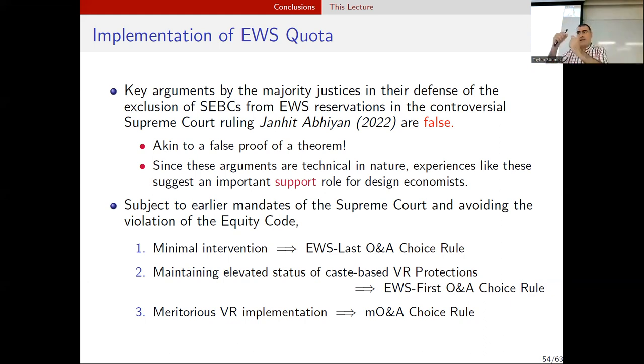Depending on whether you want to maintain the higher status of the preparatory reservations versus not. So maybe they wouldn't completely agree, but the controversy wouldn't be there and the fight wouldn't be as big. Right? And maybe they could reach meritorious as a compromise, actually. Meritorious one wouldn't favor EWS over scheduled caste, it is neutral. But because scheduled caste people already have their scheduled caste reservation, the outcome of this policy in many cases will be either very similar to EWS last, or it might be exactly the same, actually.